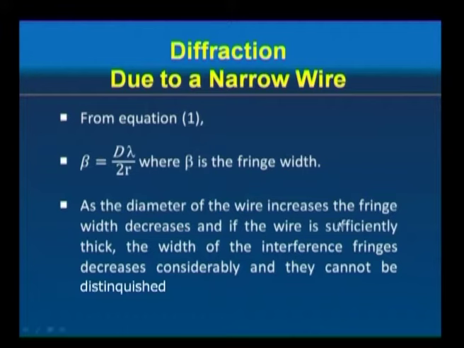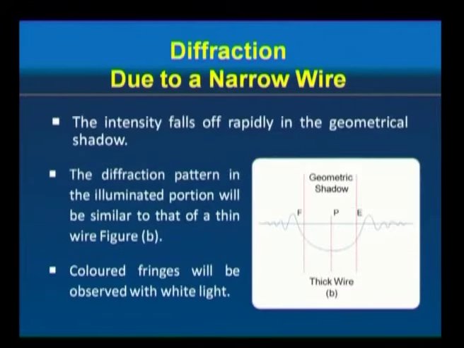As the diameter of the wire increases, the fringe width decreases, and if the wire is sufficiently thick, the width of the interference fringes decreases considerably and they cannot be distinguished. So, the pattern will collapse. With a thick wire, you have the geometrical shadow, and you won't have the so-called interference pattern. The intensity falls off rapidly in the geometrical shadow. The diffraction pattern in the illuminated portion will be similar to that of a thin wire. Colored fringes will be observed with white light.